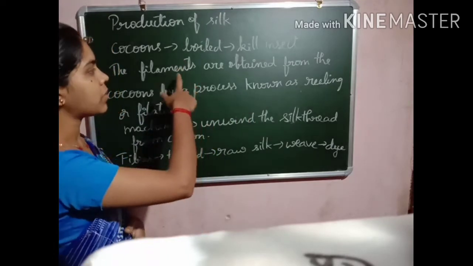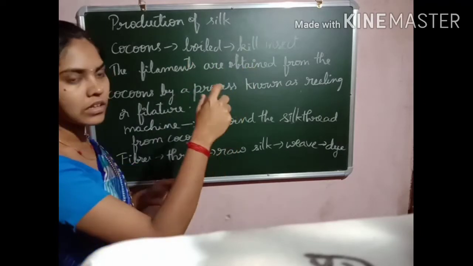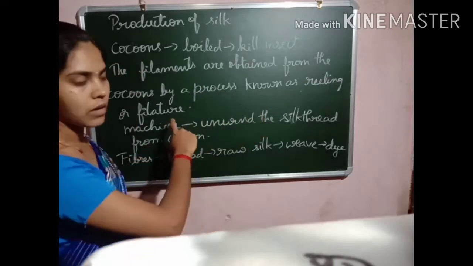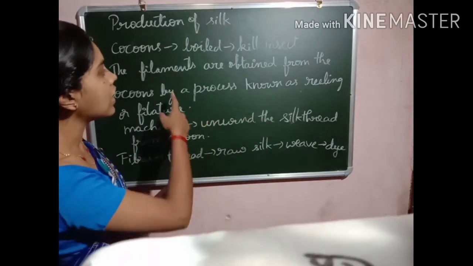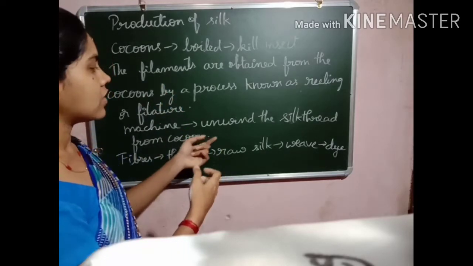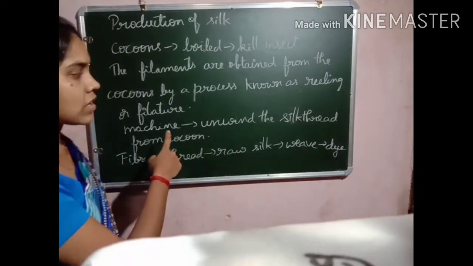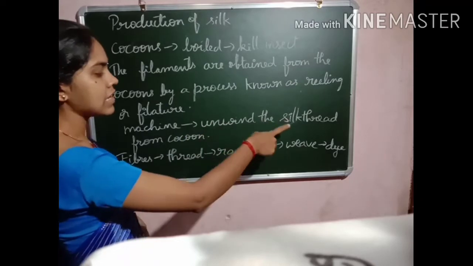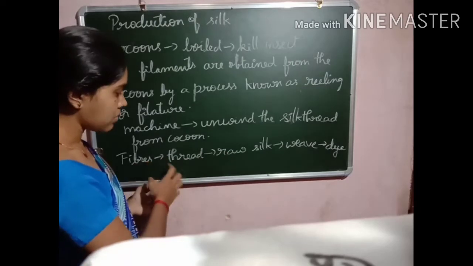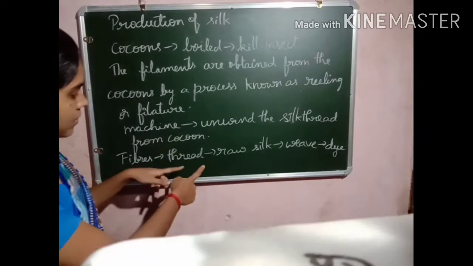This process of boiling and killing the insect and getting the cocoon shell is known as reeling or filature. By this process they obtain the filaments. Then they use a machine to unwind the silk thread from the cocoon. After that, they collect the fibers and make them into threads.